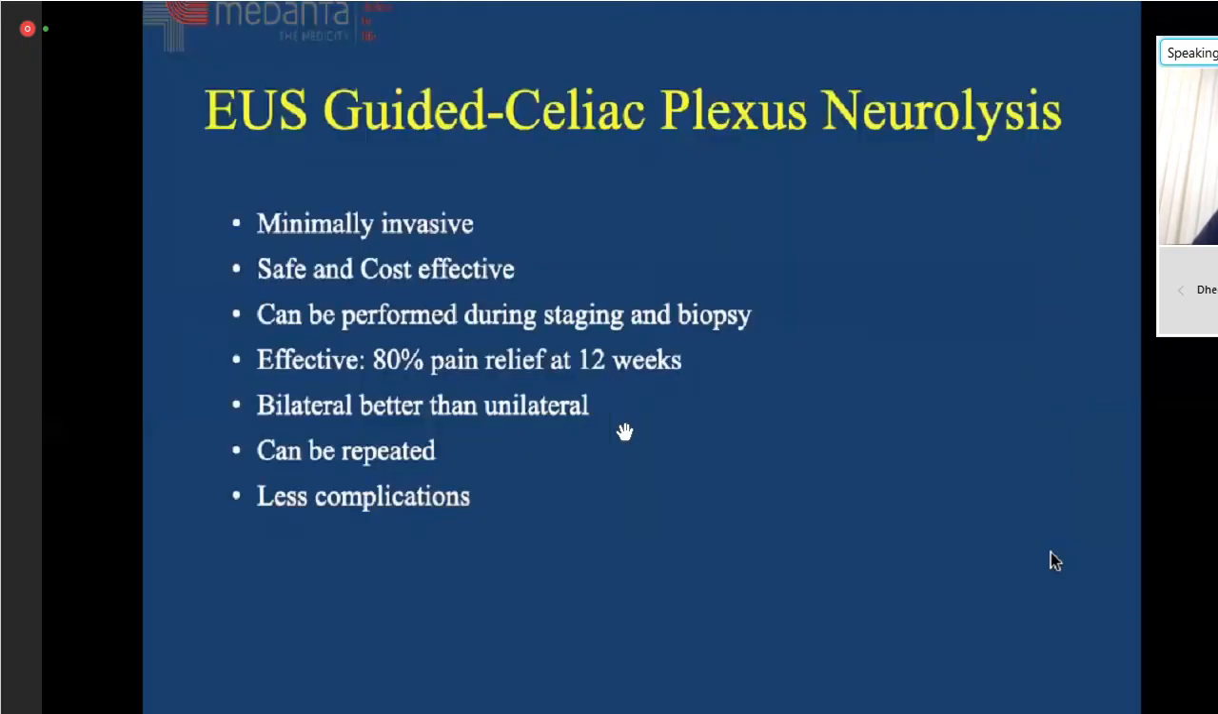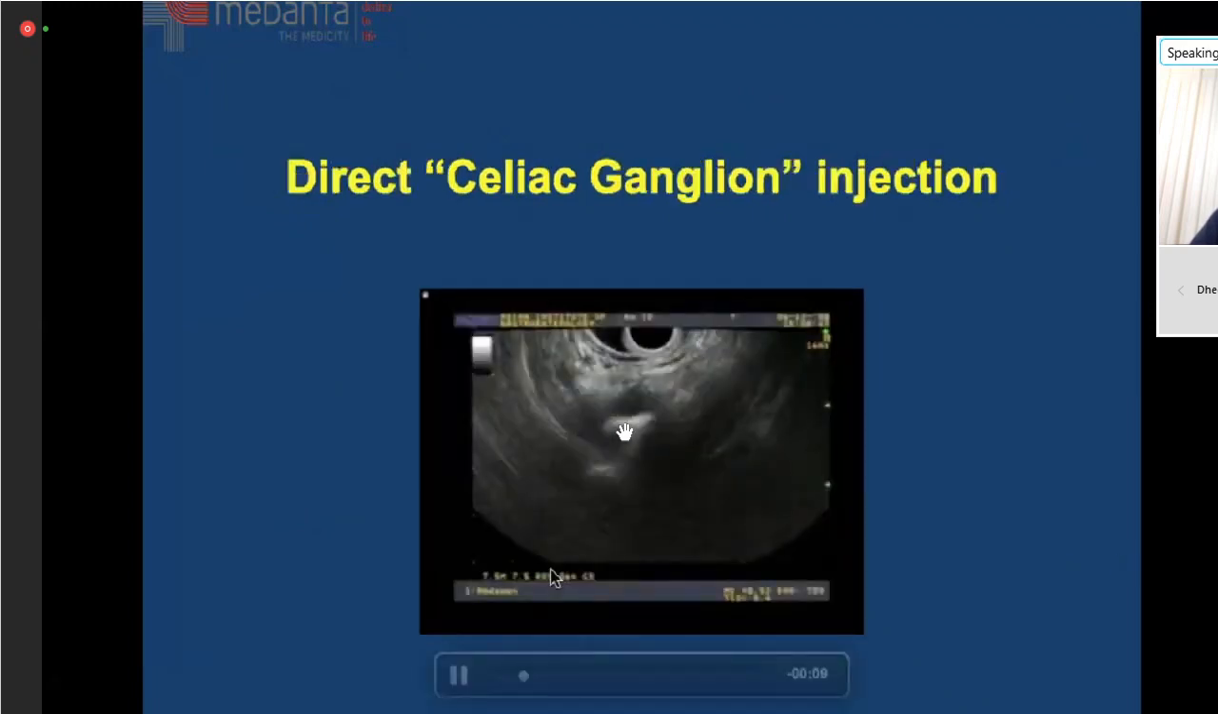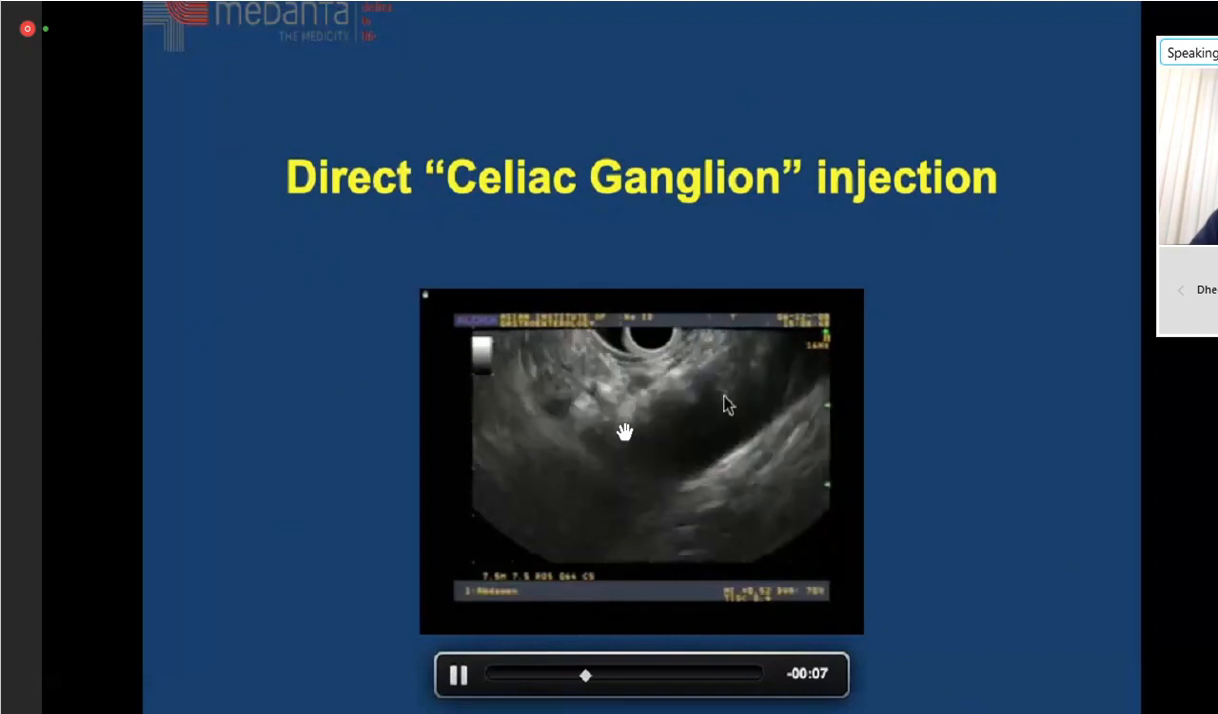Now, celiac plexus neurolysis, you know that it can be done percutaneously or EUS-wise. EUS is minimally invasive, safe, cost effective, can be performed during staging and biopsy of pancreatic masses. 80% pain relief. Bilateral celiac plexus block is possible. It can be repeated and has fewer complications. So with the help of EUS, this is the aorta. This is the origin of the celiac trunk.